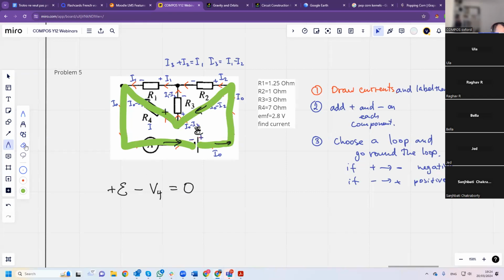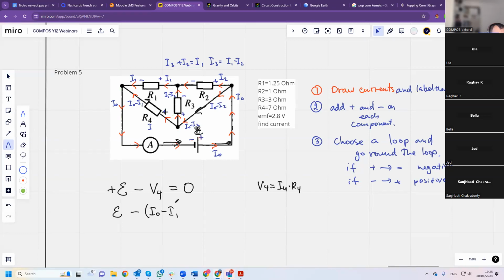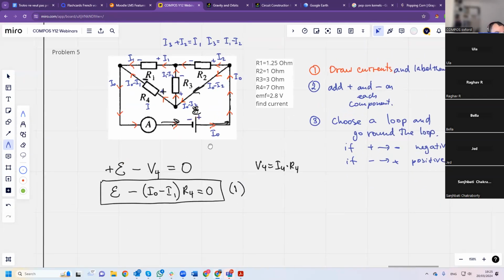So I've gone around the loop and I've added all the voltages, and they should add up to 0. That's Kirchhoff's second law. Now V4, I know that V4 is IR. I use Ohm's law. V4 is I4 multiplied by R4. So EMF minus (I0 minus I1) multiplied by R4 is 0. And that's my first equation that I'm going to use.